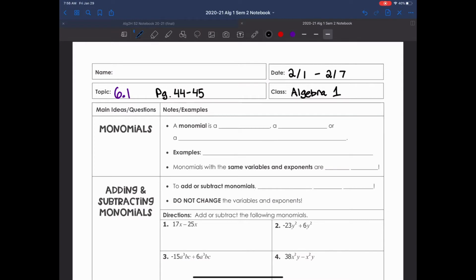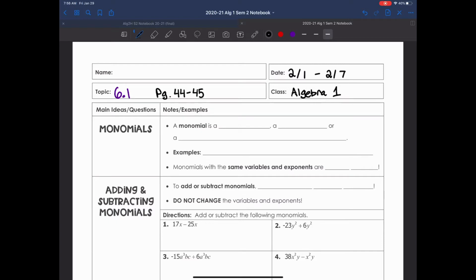Now today we're starting a completely new unit, so you can expect some new vocabulary and some new processes for solving problems. So let's go ahead and start by talking about the idea of a monomial. In basic terms, a monomial is an expression with one single term, okay?